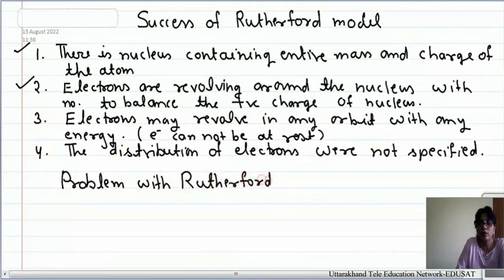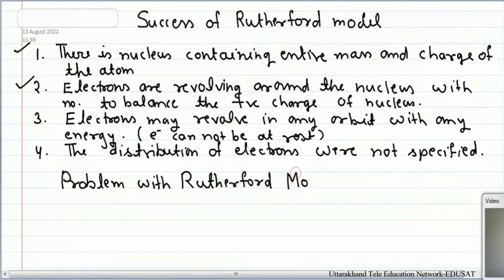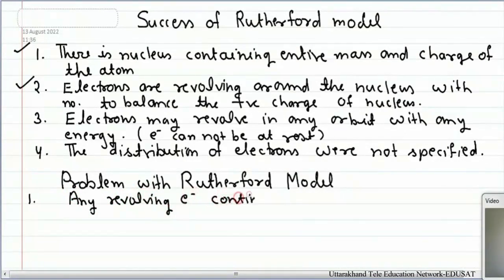In the Rutherford model, he said that electrons are revolving in orbits of any energy, or in any orbit, and we know that any revolving electron or charged particle continuously emits electromagnetic radiation.